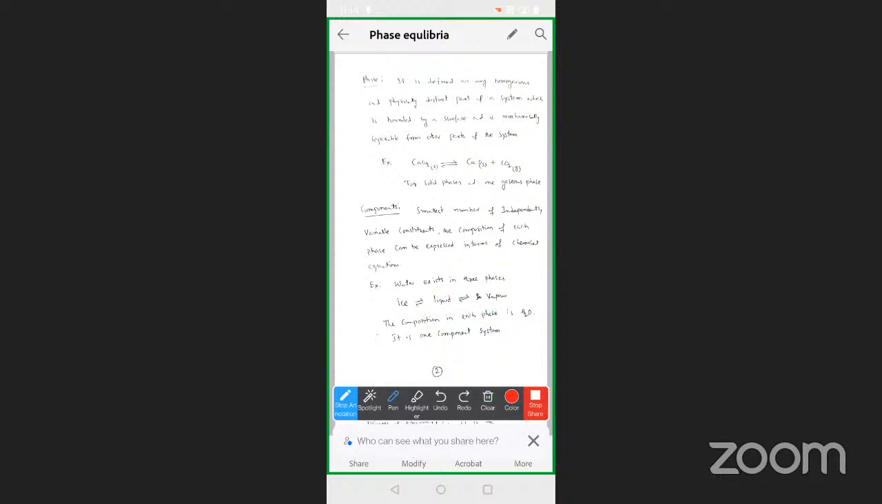Because వాటర్ అలాగే ఉంది కాబట్టి దాని యొక్క కాంపోజిషన్ ఎలా ఏ విధంగా కూడా మారలేదు in all these phases, on the three phases. Hence, it is a one component system.